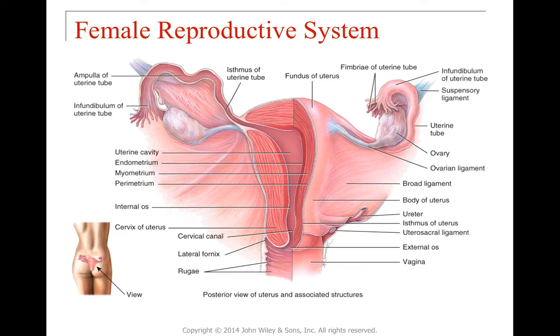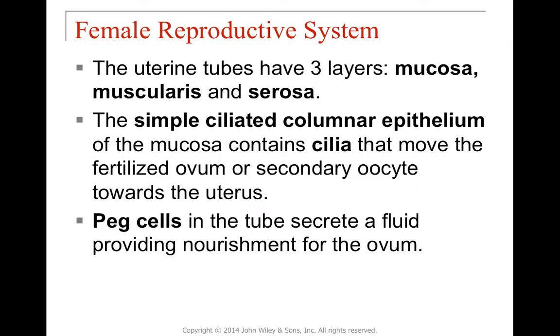All right, so I feel like I've touched on a lot of this. I think I've covered that. So the uterine tubes are going to have 3 different layers. These fallopian tubes have 3 layers: the mucosa, the muscularis, and the serosa layer. The mucosa layer is going to have a simple ciliated columnar epithelium. Basically, we have cilia in there that are going to help move the fertilized ovum, or the secondary oocyte, as it may be, towards the uterus itself.